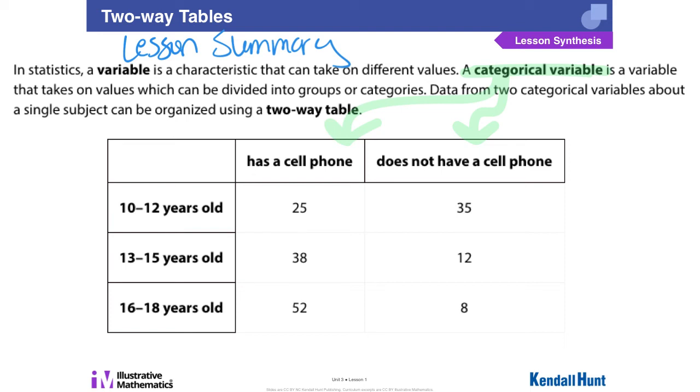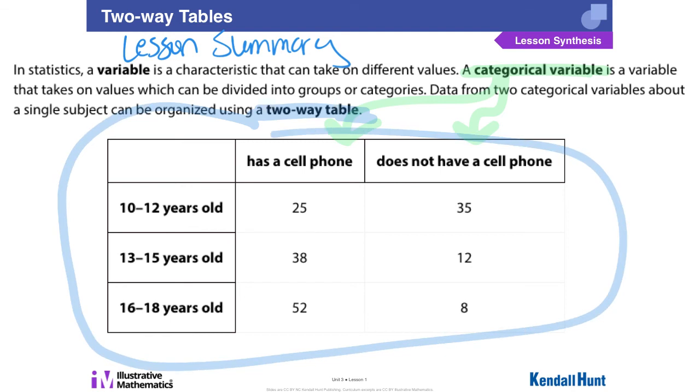The second term to highlight here is two-way table, and that's this whole thing. Now notice that this two-way table has 3 rows in it. You can have two-way tables with lots of rows. Most of them we see are going to have 2 columns and 2 rows.